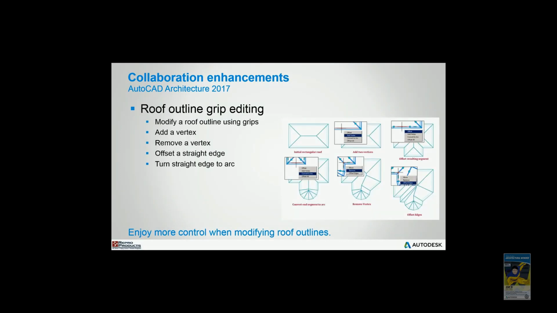If you're working with the roof command, after you've created the roof, you now have the ability to specify adding vertexes, removing them, offsetting a straight edge, and even taking a straight edge and turning it into an arc. So just a little bit more grip manipulation capability. It's very similar, if you will, to say if you have a hatch and you select the hatch, you'll get the perimeter boundary of the hatch, and it also has grips and markers that allow you to add vertexes, convert lines to arcs, and arcs back to lines.